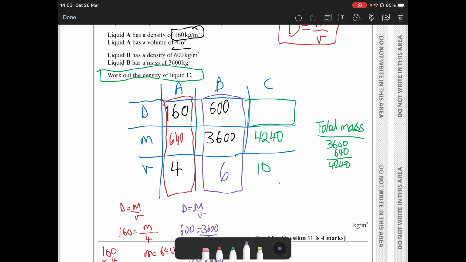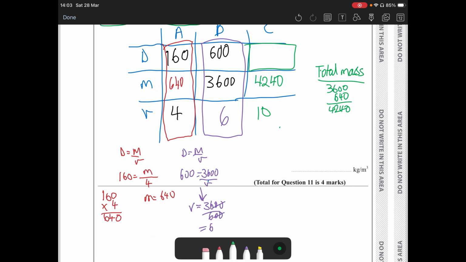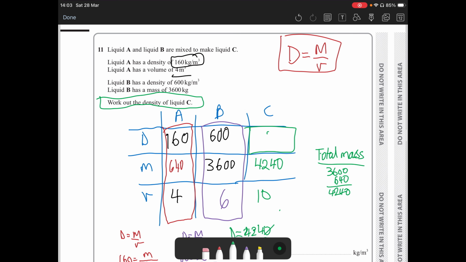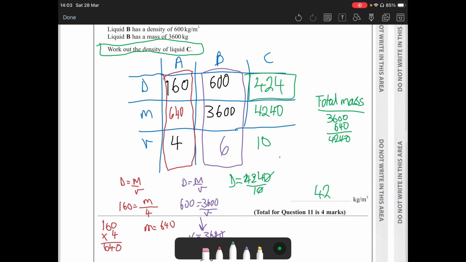So density, in green, is mass over volume: 4240 divided by 10, cancel the zeros off. It's just 424. I'm pretty confident this is right. Let me double check. 424 kilograms per meter cubed. Right, VAR check complete. We are good.